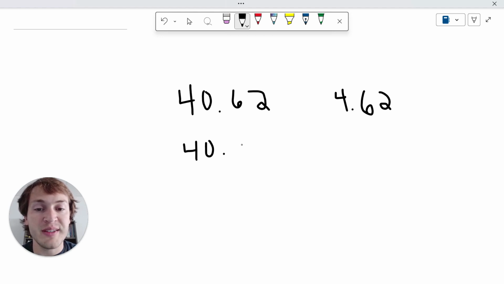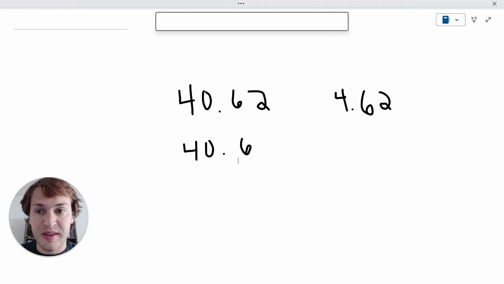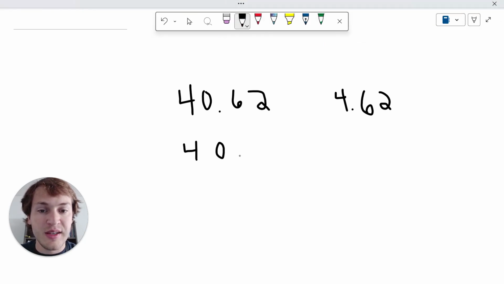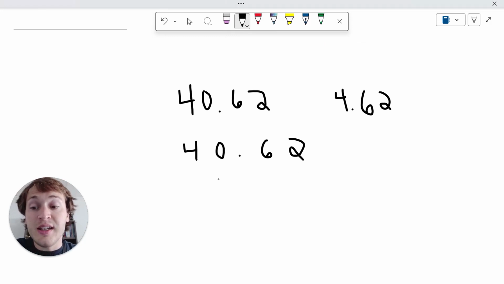We got 40.62. Oh, I need to give myself a little bit more space. All right, we got 40.62 and 4.62. Let's see which one's greater, right? Now, I want to remind you, when we line these up to compare them, we have to line them up by their place value, right? That 4 in this first number, that's in the tens place. The 4 in the second number is actually in the ones place. So we gotta be really careful to line those up correctly.